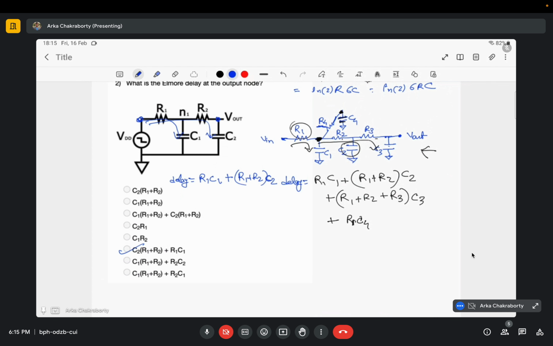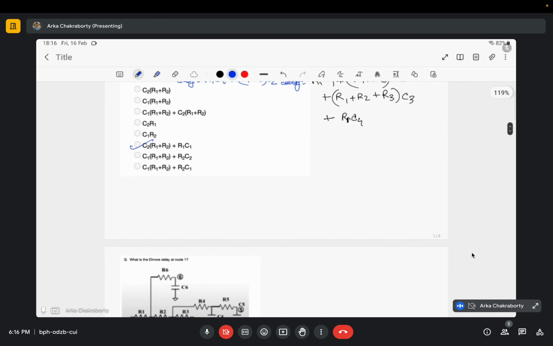If we have an idea about the resistances and capacitances present in my circuit. Okay, let's move forward.